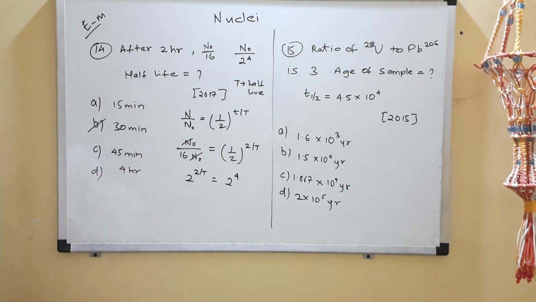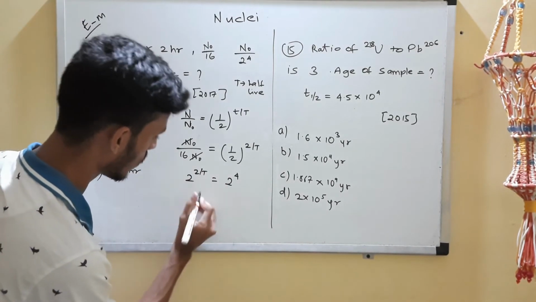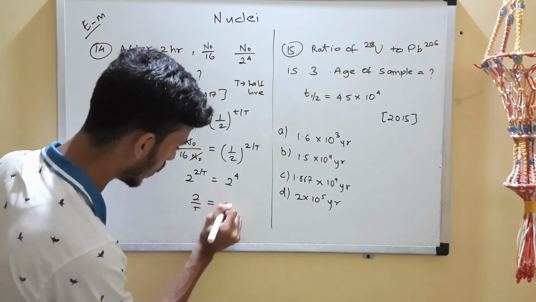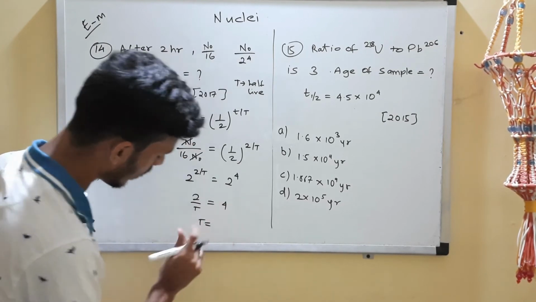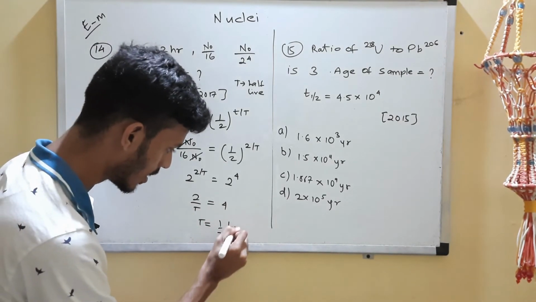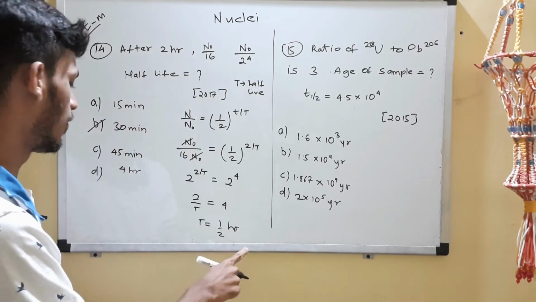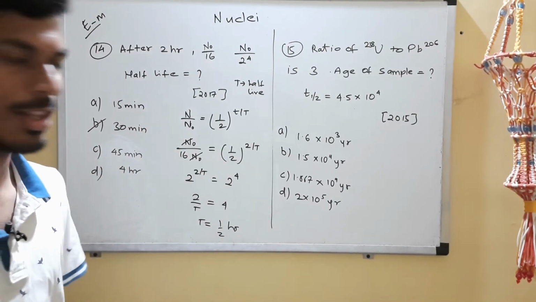We can write 16 as 2 to the power 4. Okay, so you can compare, the bases are same. So 2 by t will be equal to 4, or t will be equal to 2 by 4, right? 2 by 4, which is half, and this is in hours, so half an hour, which is the same as 30 minutes.